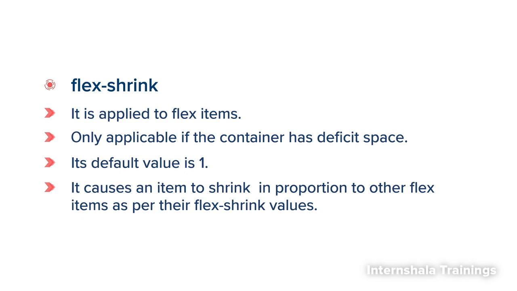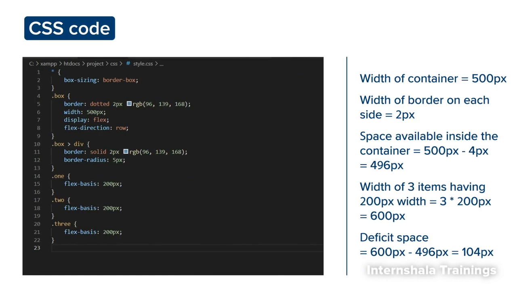Sounds complicated, right? Don't worry, let's understand using this example. Here, the value of flex basis is defined in such a way that the combined width of all the items is more than that of the container. The container has a width of 500 pixel with the width of 496 pixel of space for its children. The child items are given a width of 200 pixel each. This means the total space required to place these items is 600 pixel. This creates a deficit of 600 minus 496 pixels, that is equal to 104 pixel.